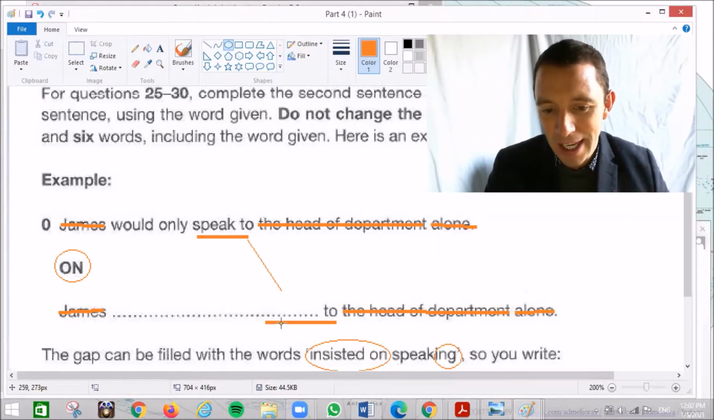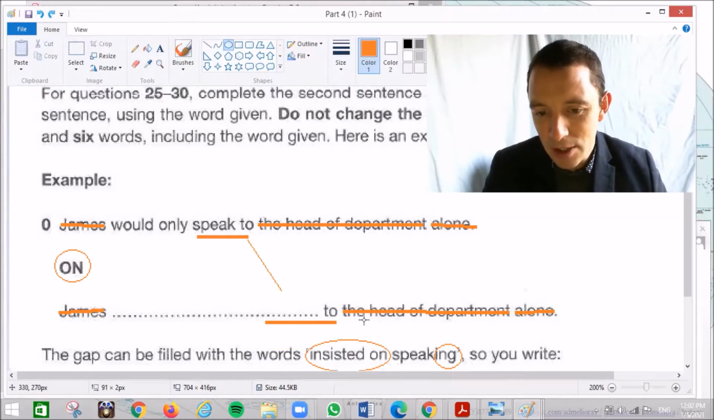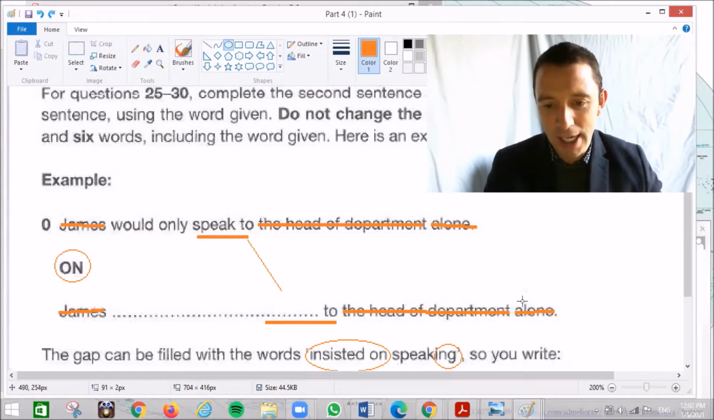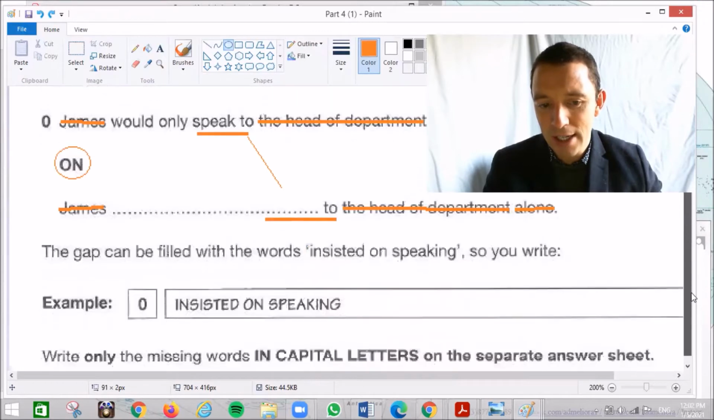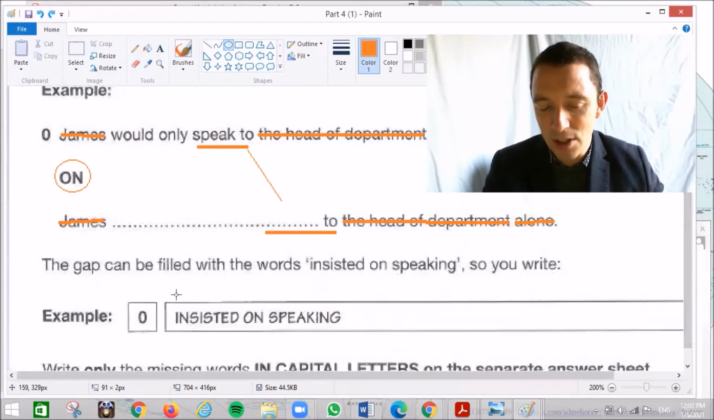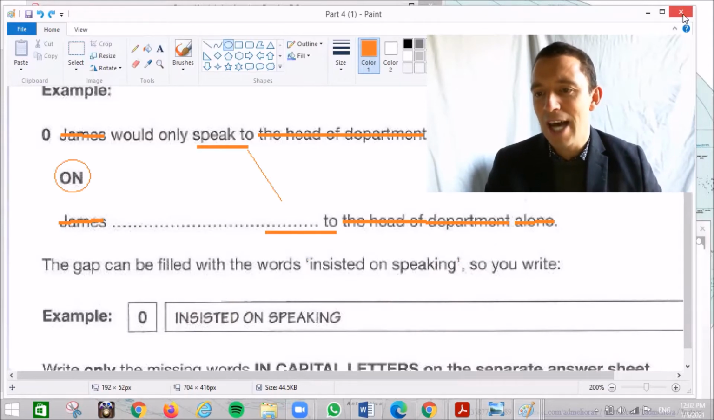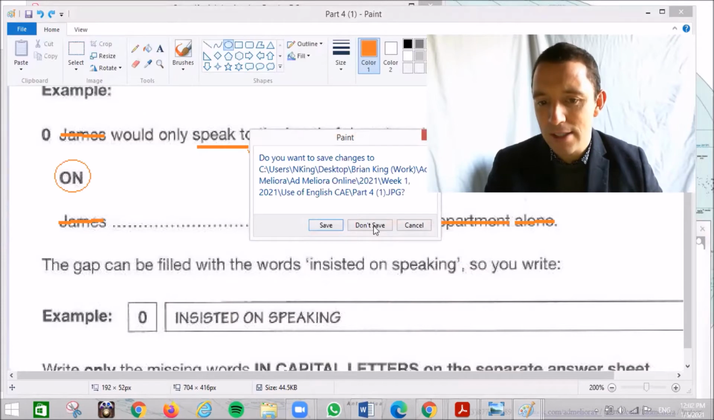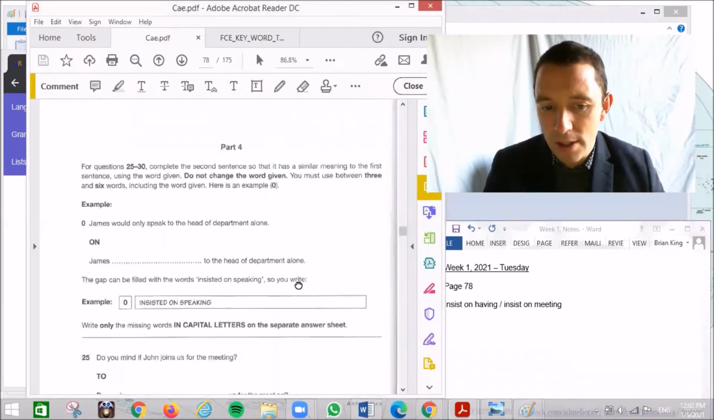And that's what we have here. So, James insisted on speaking to the head of the department alone. Okay, so I'll just show you the answer. You can see at the bottom of the screen, that's the answer, insisted on speaking. So James insisted on speaking to the head of the department alone. Okay, so that's an example for part 4, the example, should I say.